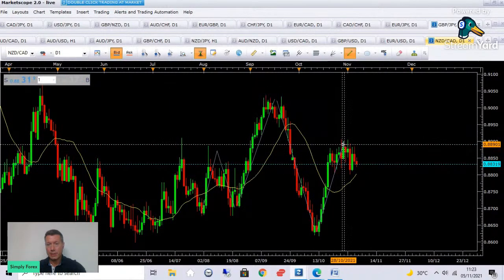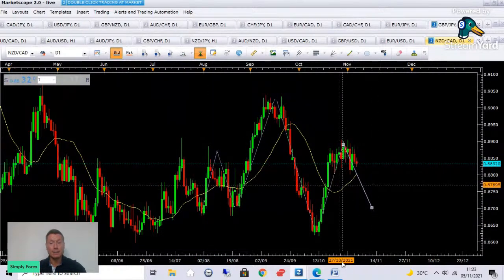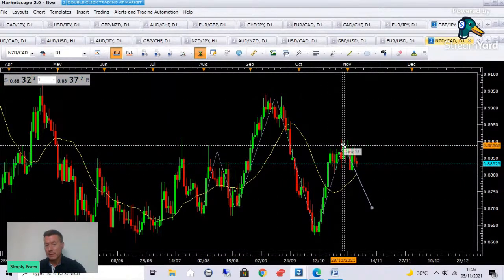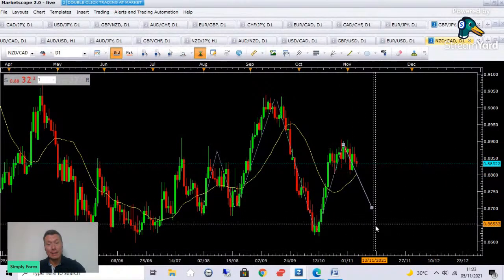Okay, and then potentially the trade. So this is a head and shoulders pattern is what I'm seeing here. We've got shoulder, head, shoulder. And this pattern says we should go at least back down to the lows, if not lower.